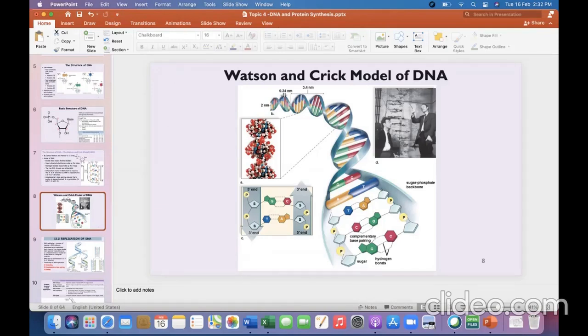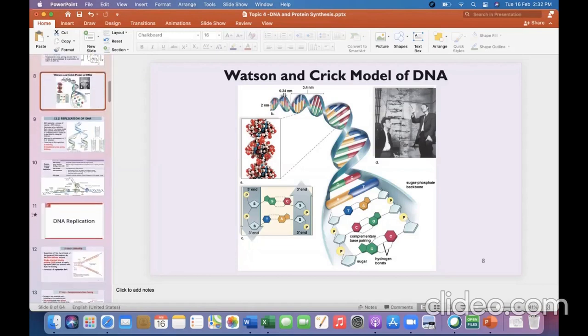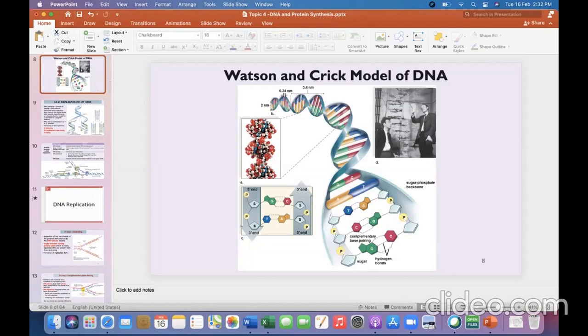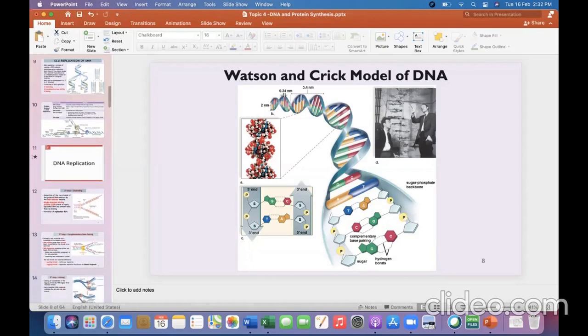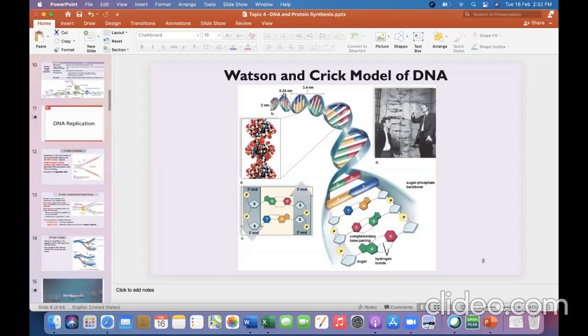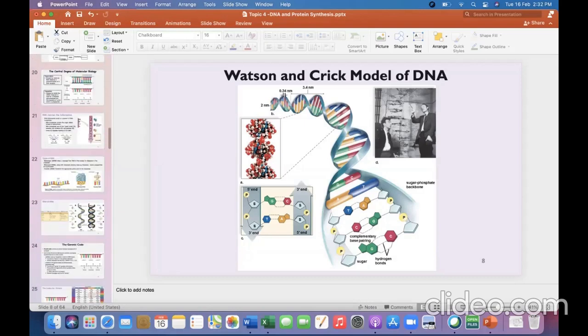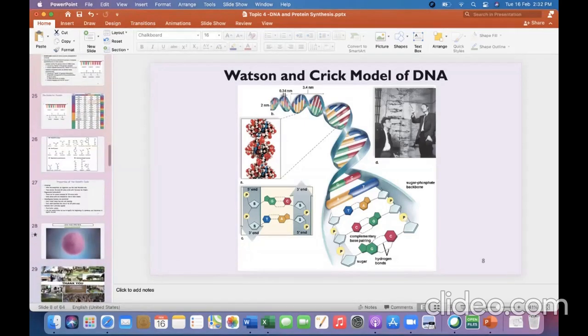Okay? Clear or not? Actually that is not in your syllabus. You just have to know 5' to 3'. But I just want to explain how you get the 5' to 3'. Okay? Right. So that is for DNA replication.